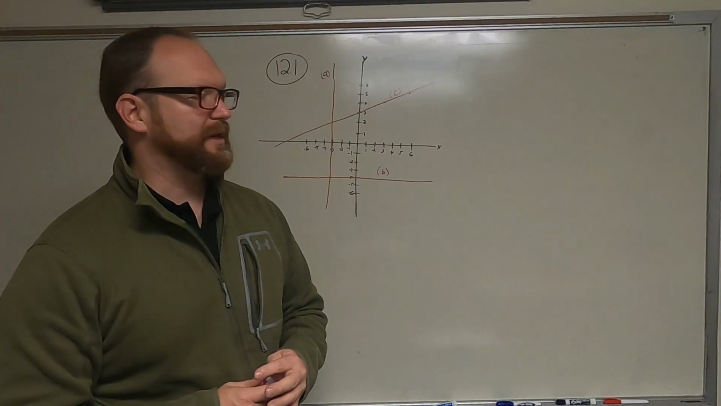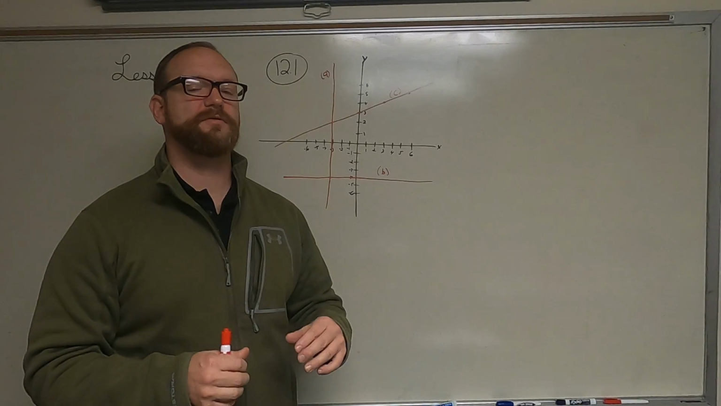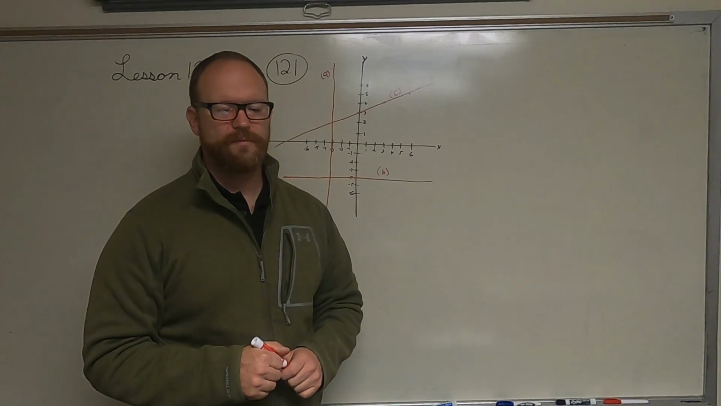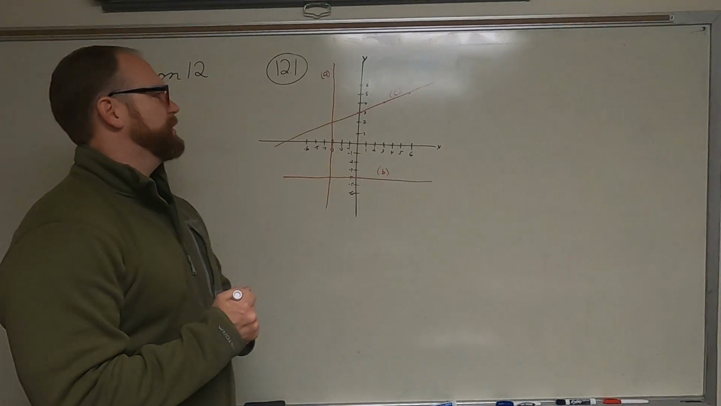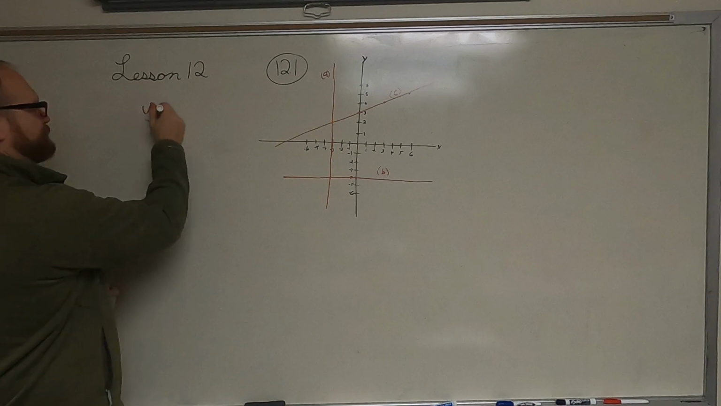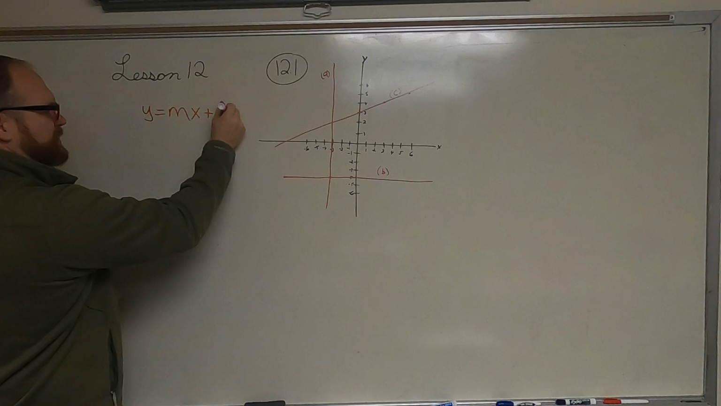And we're going to use that slope-intercept form, that slope-intercept method that we've just recently learned. And do you remember what the basic equation of a line looked like? Just kind of maybe jog our memory a little bit. It looks like y equals mx plus b.